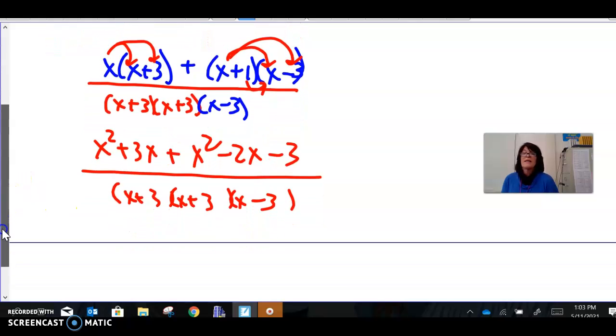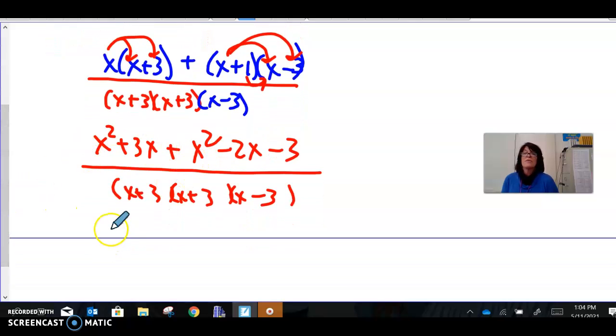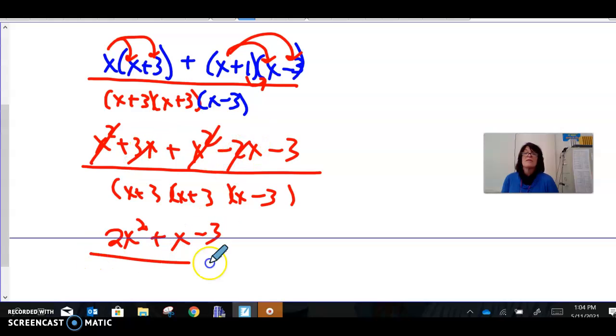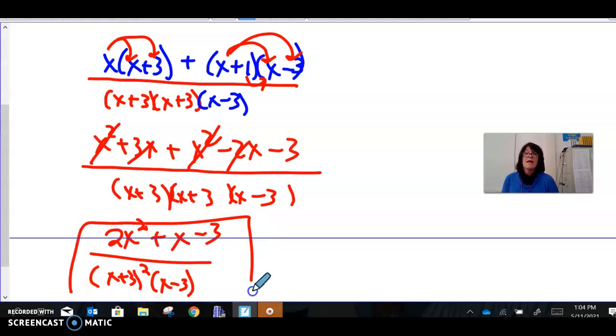And then just combine like terms. I have 1x squared plus 1x squared, that's 2x squared total. I have 3x minus 2x, that's just 1x. And a minus 3 over x plus 3 squared times x minus 3. I got lazy. I don't feel like writing x plus 3 twice, so I write x plus 3 squared.